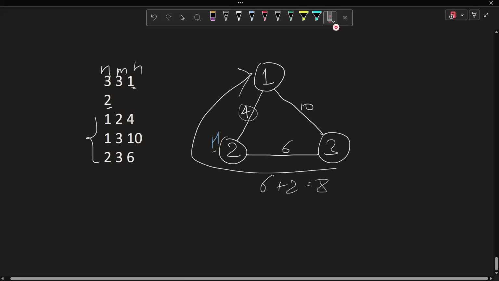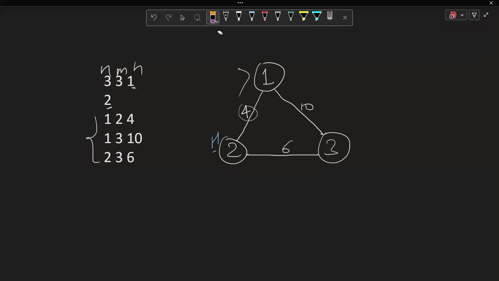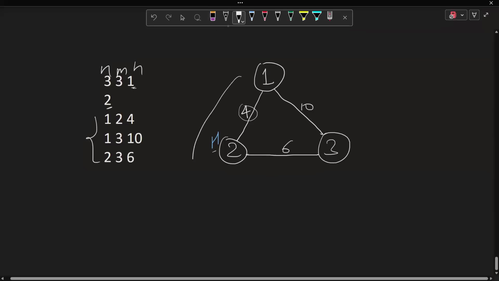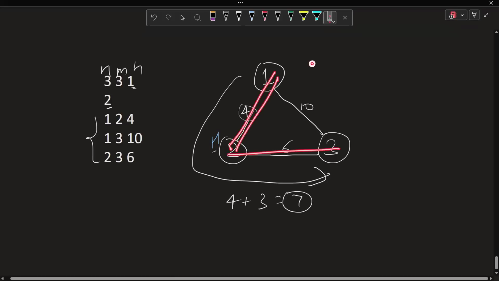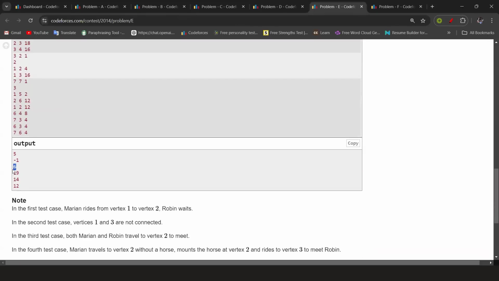Or another way was one can travel here. If one travels in this route, he would take 4 seconds here, then he would take the horse and just reach there in 3 seconds. So 4 plus 3, in 7 seconds he can reach. But the best thing was if he walks 4 seconds here and walks 6 seconds here. So in 6 seconds, both of them would reach this point too. So the answer for this test case was 6. For the third test case, it was 6.